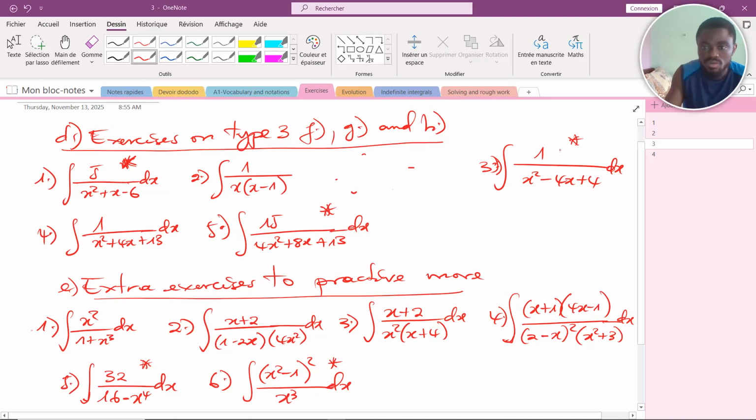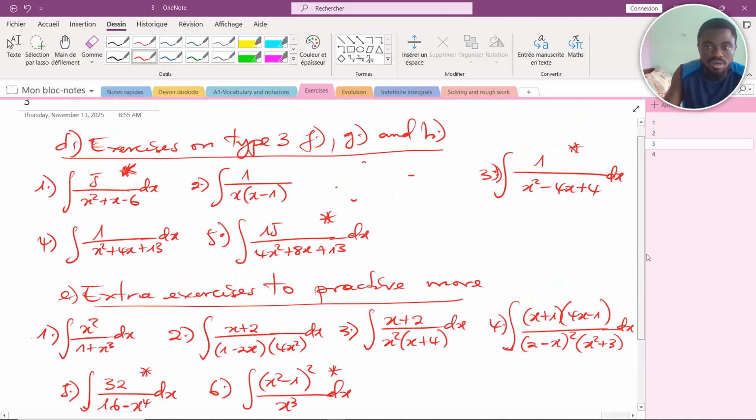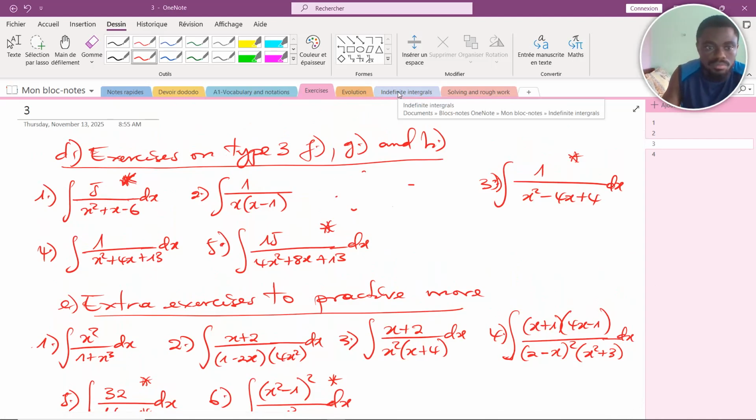I'll do this first one, this second one, this fifth one, and on the extra exercises, I'll do this 6 and 7, and this number 6 and number 5. I'll just give you hints on how to proceed with the other ones. So without wasting time, let's dive directly into the exercises. The first exercise we have to do is the integral of 5 all over x squared plus x minus 6. Okay, let's dive into our paper.